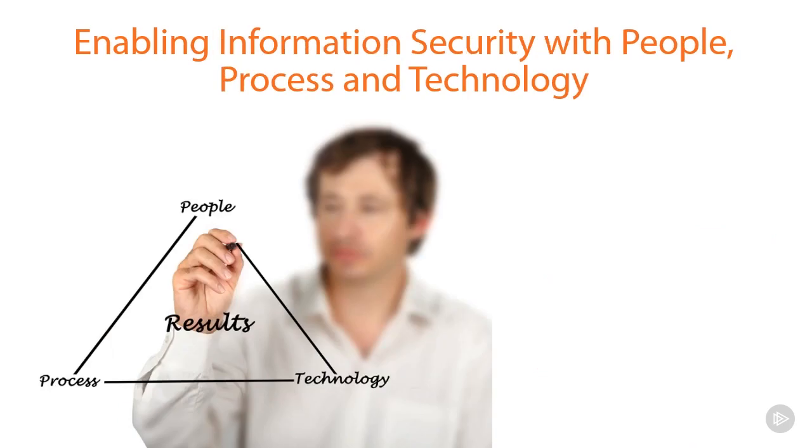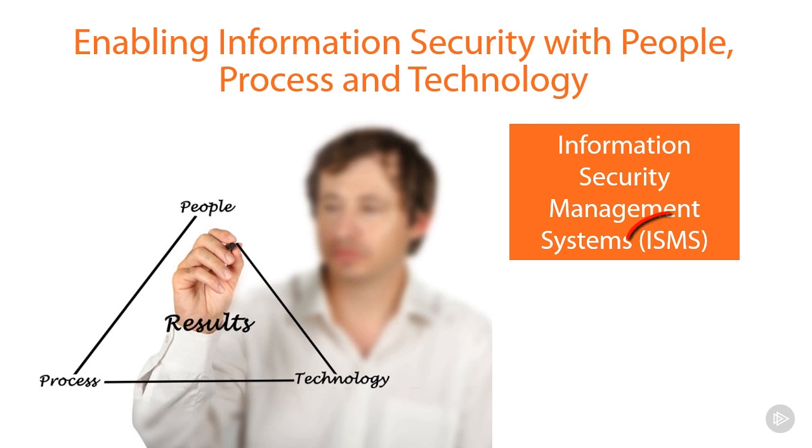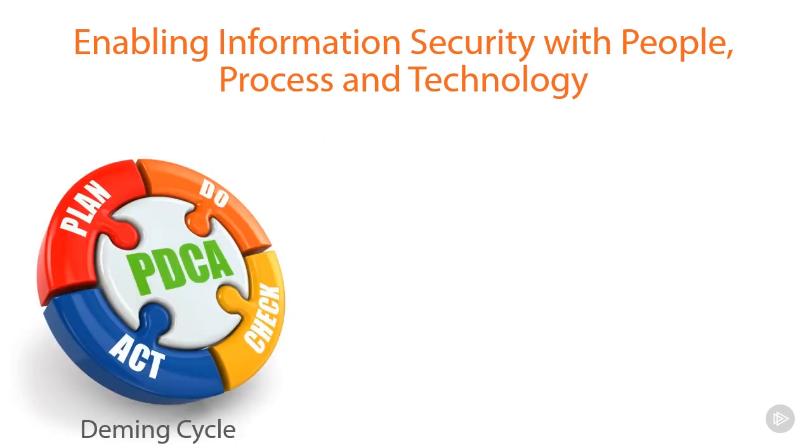The next topic I'm going to cover is enabling information security with people, process, and technology. In this module, I'm going to teach you about the Information Security Management System, or the ISMS, which is one or more tools that can be used to enable information security best practices. No matter how much effort an organization puts into applying people, process, and technology to their information security practice, it's good to keep in mind that no matter how good the security is in your organization, it can always improve.